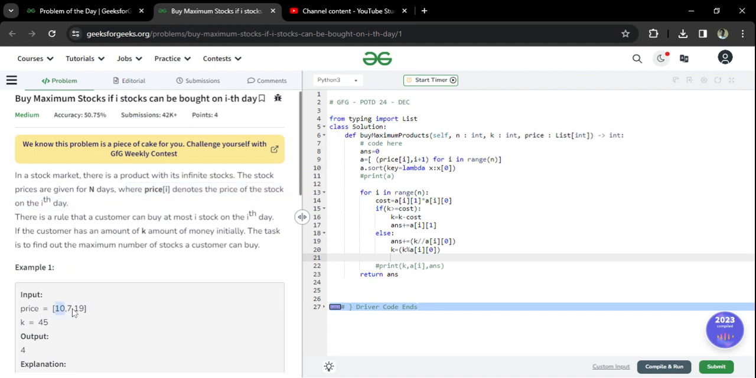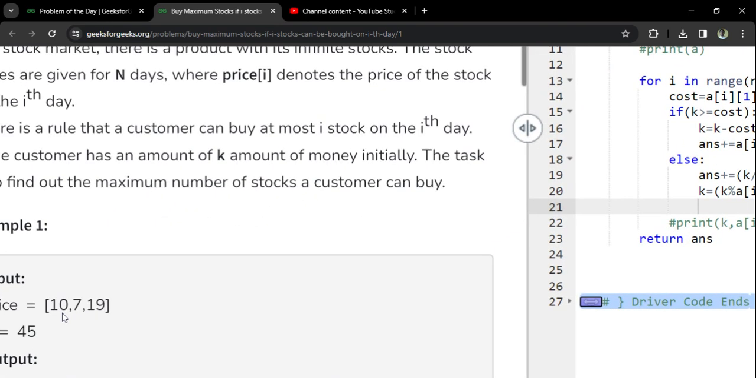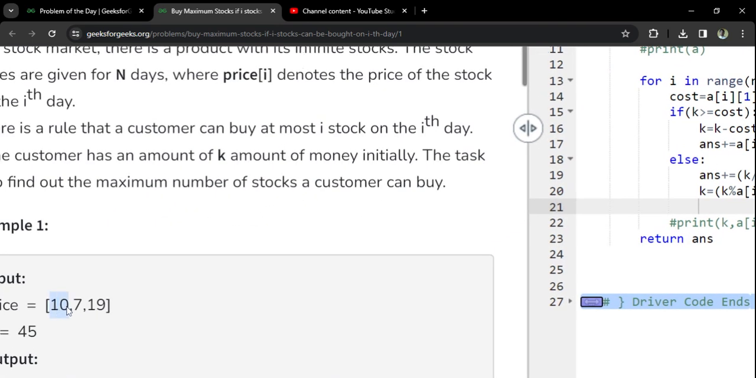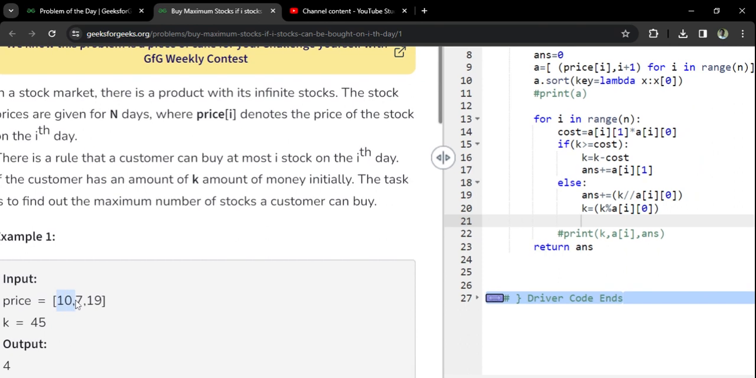10 is the price on the first day, 7 is the price on the second day, and so on. There is a rule that a customer can buy at most i stocks on the ith day. What that means is, this particular stock can be bought at most one time, because it is the first day. At most i stocks on the ith day. The way they have implemented it is that this first stock can be purchased only one time. The second one can be purchased only two times at max. This third stock can be purchased at max three times.